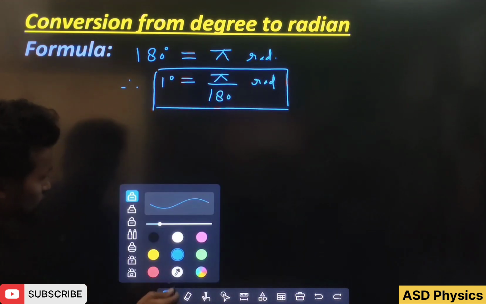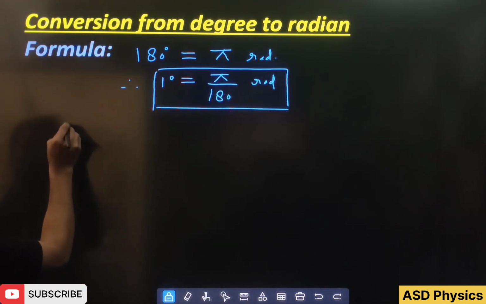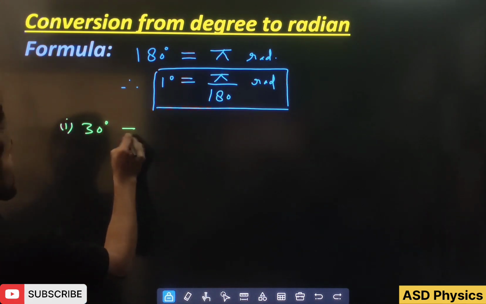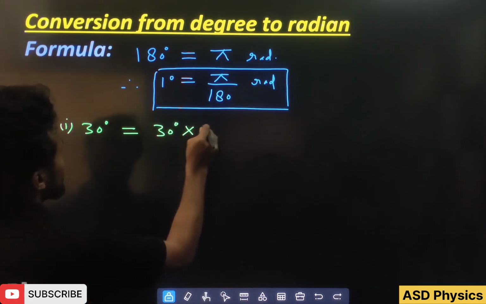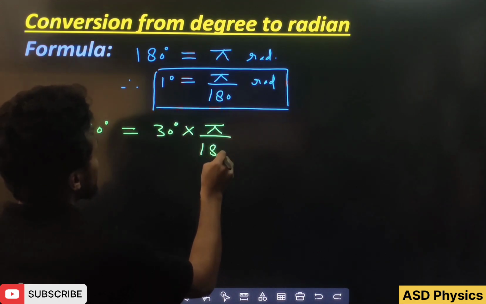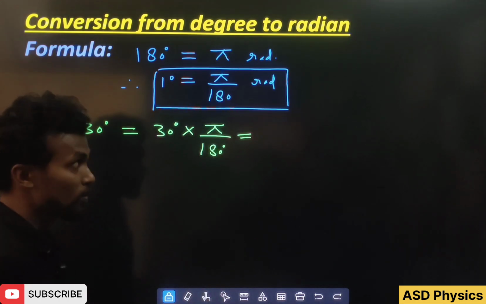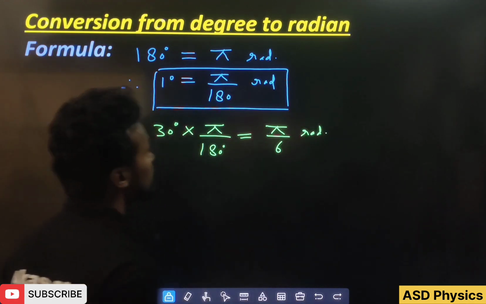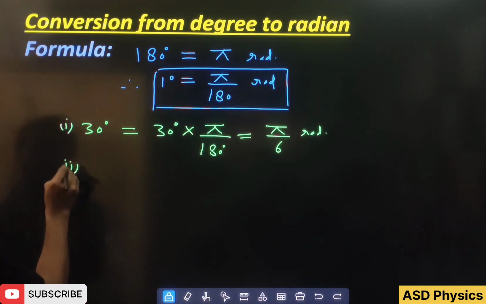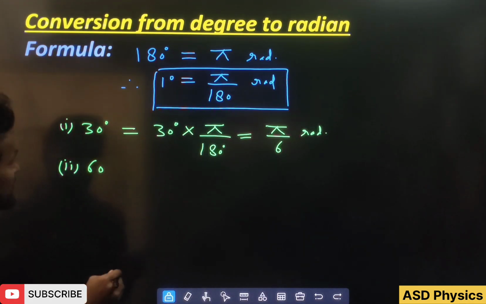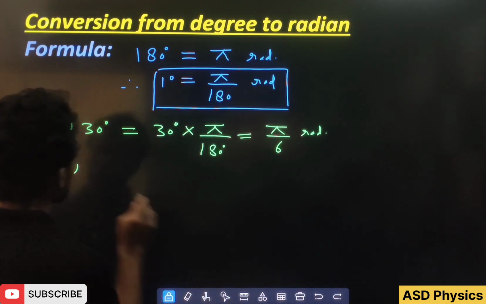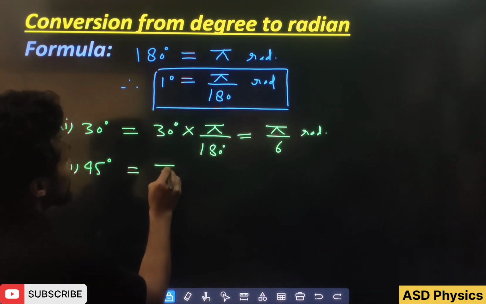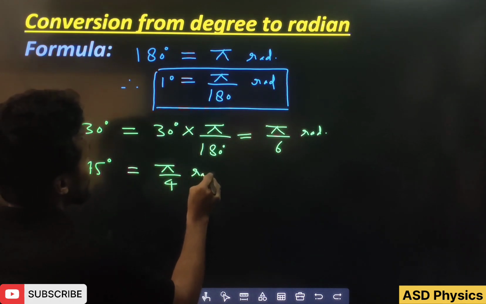Now I will write the reverse. So see, 30 degree means 30 degree into pi by 180. Now what will come here, students? It will come pi by 6 radian. Similarly, second one, if I write 45 degree, what will come? Directly, when you do it, it will come pi by 4 radian.